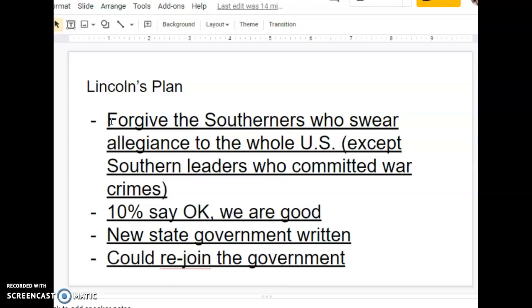He only required 10% of the states to say okay, and then he was like, okay, you're good. So very few people in the state actually had to swear allegiance to the United States in order to come back. He made each state write new state governments, new constitutions, and then he was fine with them rejoining and electing officials to be part of the House of Reps and Congress. So not super harsh on the southern states who broke off.